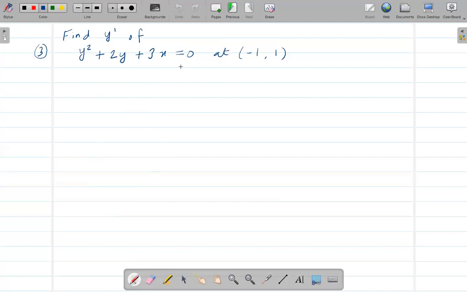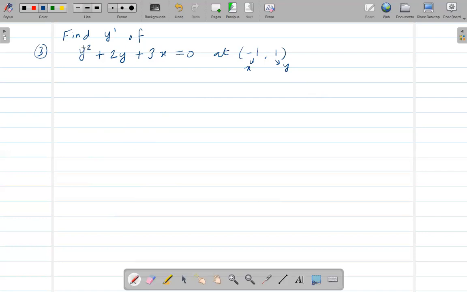And once we get the value of y prime, since we know these 2 points, I have to plug these 2 points into that equation. On this point, the first value is always x, and the second value is always y, right? So now let's first find the y prime, and then I can find its value.